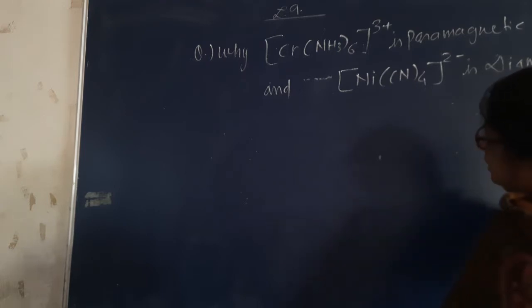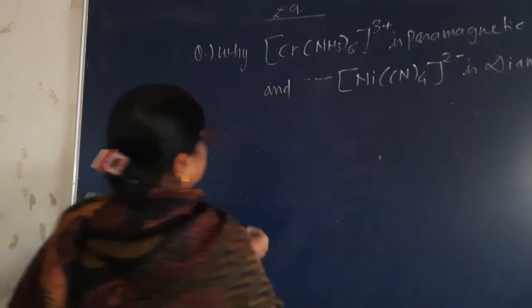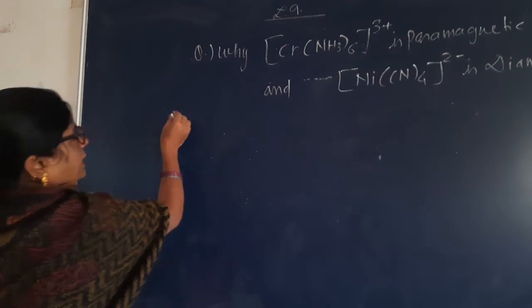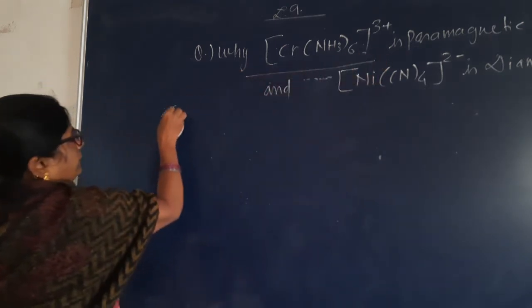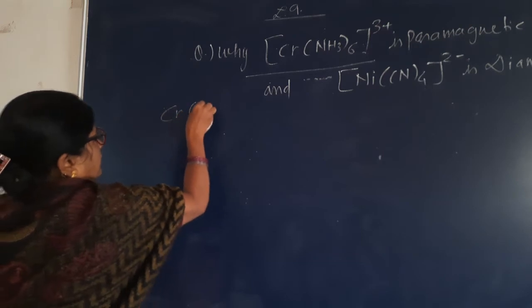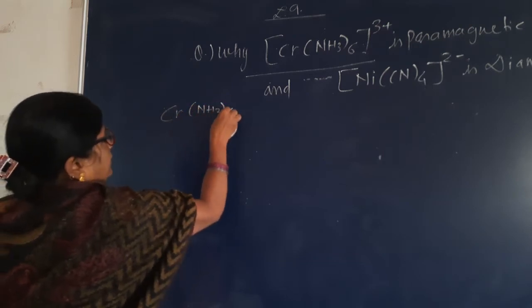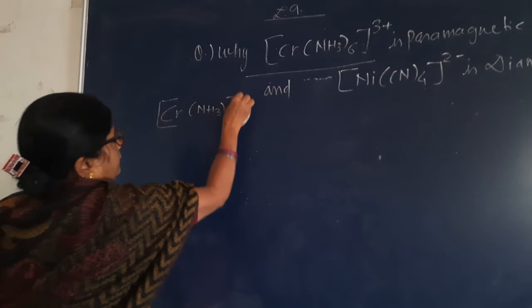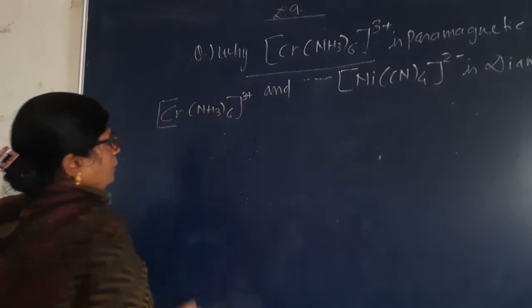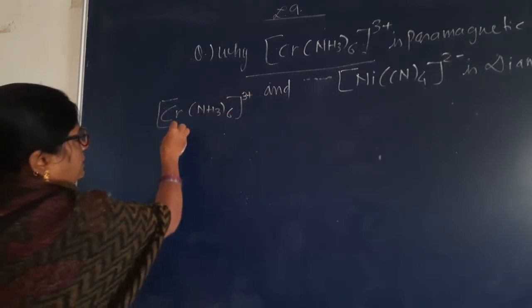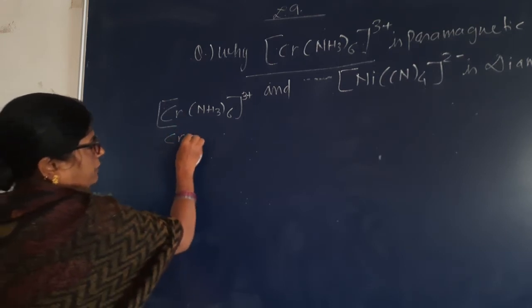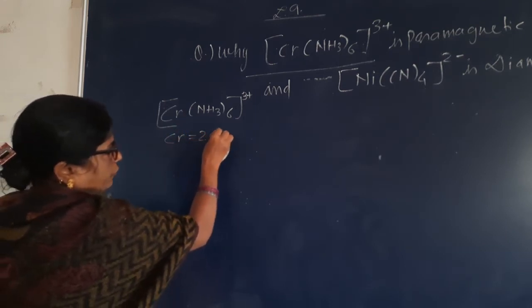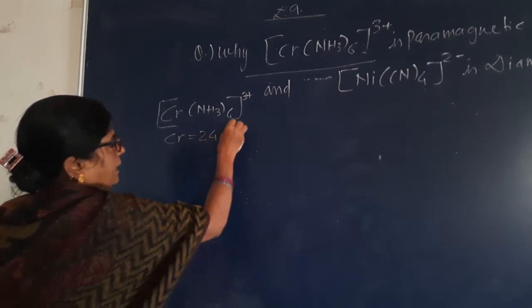So let us write the hybrid orbitals of these two compounds. First I will show you [Cr(NH3)6]3+. So I will write here [Cr(NH3)6]3+. First of all we will see chromium. What is the central metal atom? Chromium. What is its atomic number? 24. So how to write here?